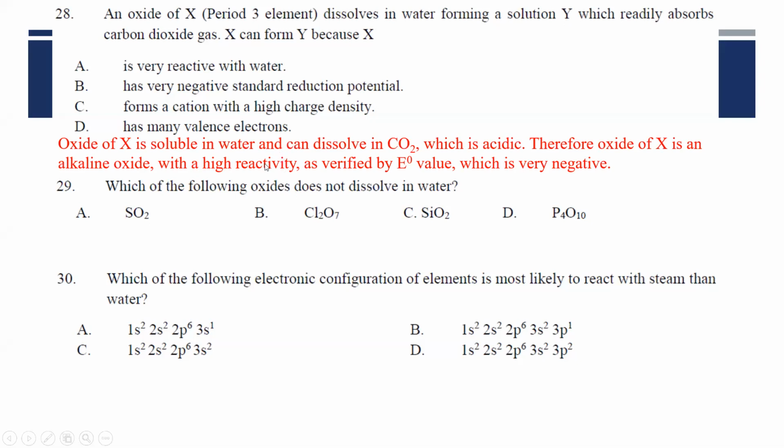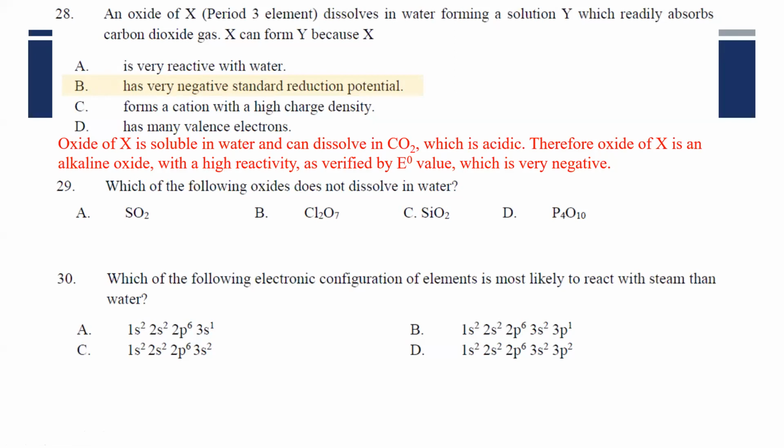B, it has a very negative standard electrode potential value, which is also correct. Forms a cation with a high charge density, not correct, and has many valence electrons, which is not correct. So the one that tells you it dissolves in water forming a solution Y which readily absorbs shows that it has a very negative standard reduction potential. So the best answer in here is B. That is how you are going to solve number 28.